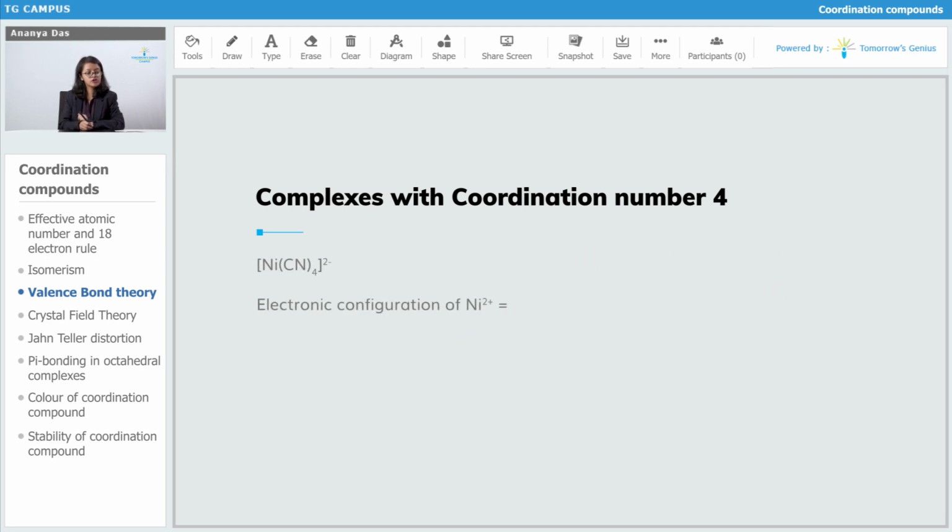Next we go to the electronic configuration of Ni2+. The electronic configuration of nickel is 3d8 4s2. So Ni2+ means 2 electrons are going to be lost from s. So that's going to give you [Ar] 3d8 4s0. So again, now let's make the d orbitals.